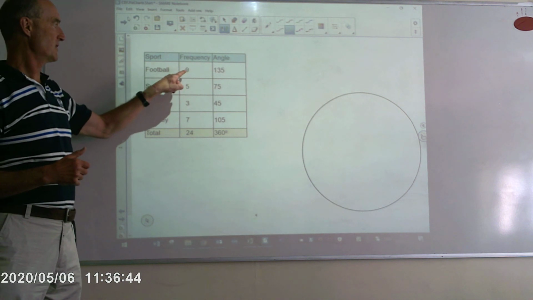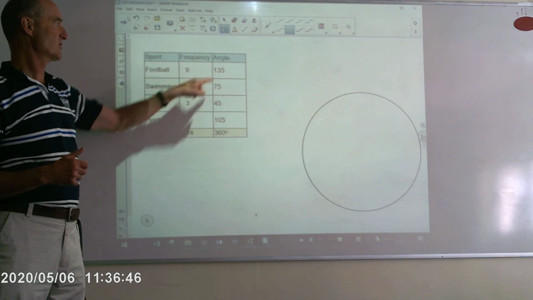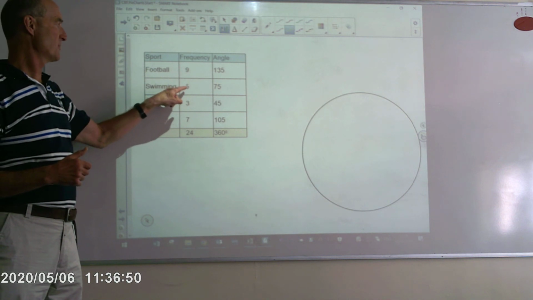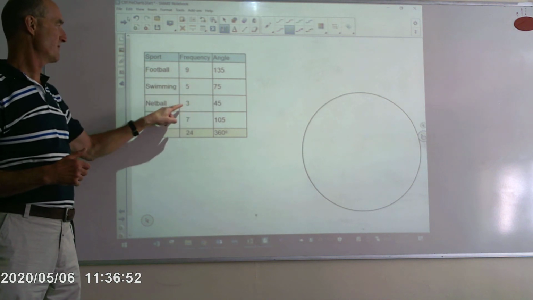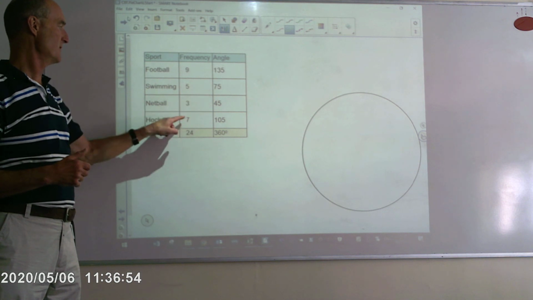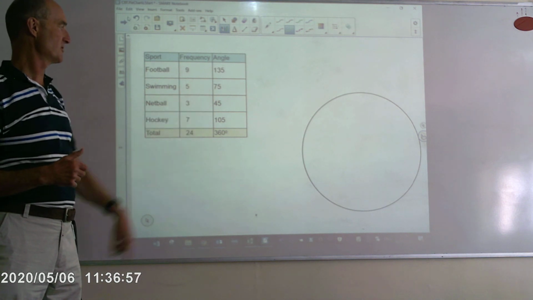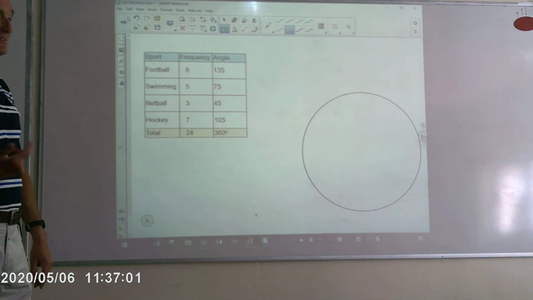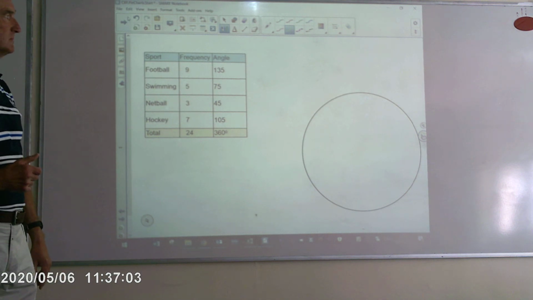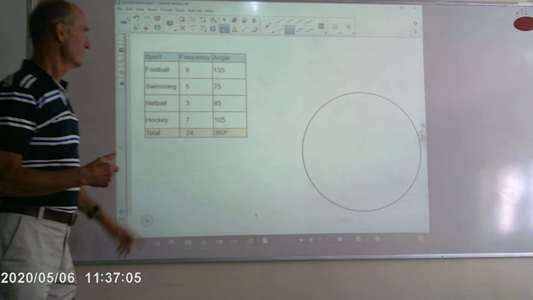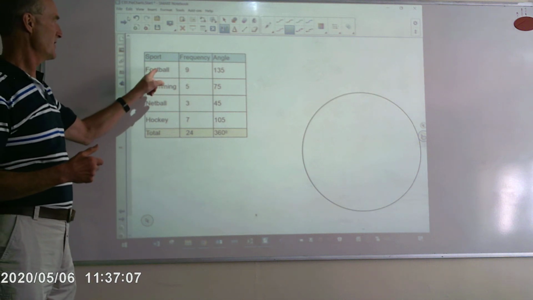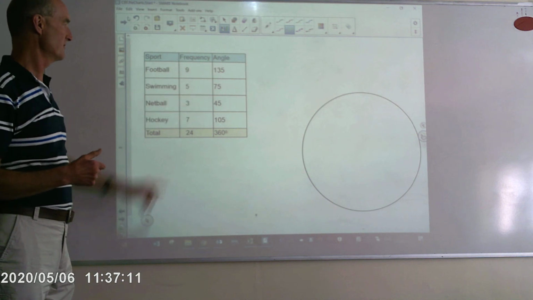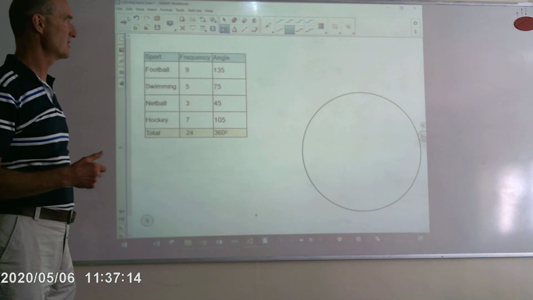So 15 degrees multiplied by 9 gives us 135. 5 multiplied by 15 gives us 75. 3 multiplied by 15, 45. 7 multiplied by 15, 105. Does that all add up to 360 degrees? Yeah, it does. So that's great. That works for us. So we've worked out the 9 people that prefer football are represented by an angle of 135 degrees, and so on down that table.